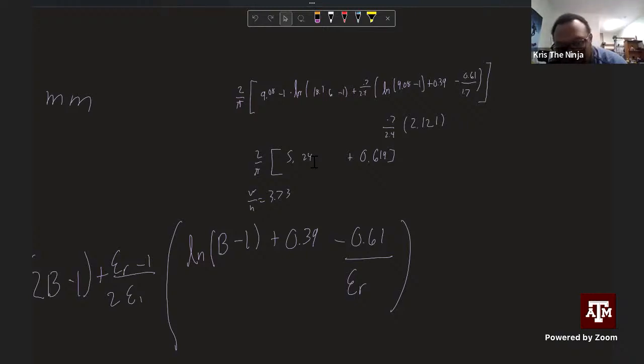What did you do? I just had it all in one big formula. So after solving for B, which I got as 9.08357, I just did 2 over pi and then just saved the value of B and plugged everything else in. Epsilon R is 1.7, right? Yeah.